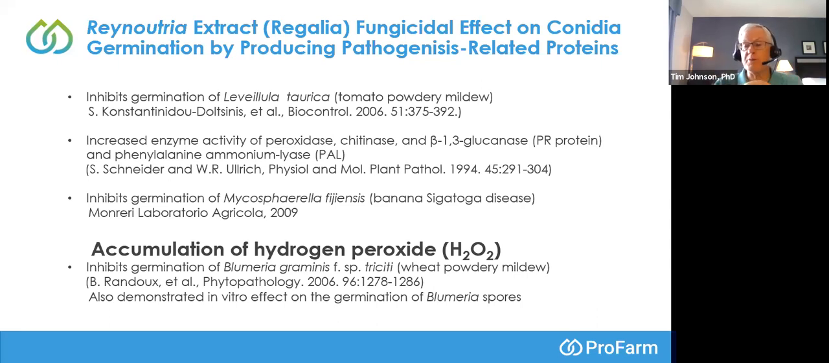One of the more interesting crops that was also studied was banana black sigatoka disease, which is kind of interesting, showing inhibiting germination of that quite severe disease organism. One of the other compounds that is also triggered to be produced that was shown in wheat powdery mildew was an accumulation of hydrogen peroxide, which also inhibited the germination of fungal spores for that specific disease. And it's interesting, when I went back and looked at some of the literature for today's presentation, these researchers did note that they did see a bit of an in vitro effect on the germination of Blumeria spores. And that's actually the first and only time I've seen that in the literature.